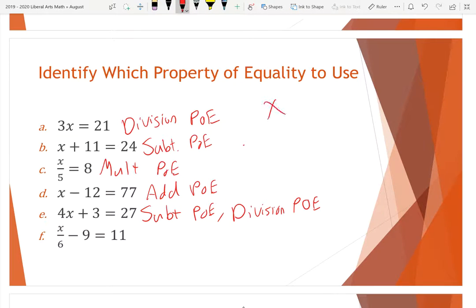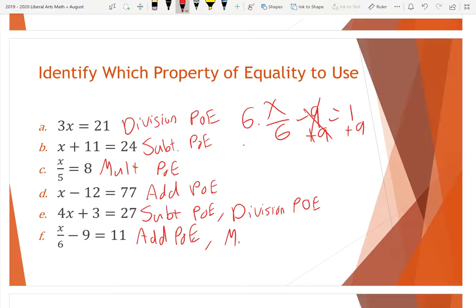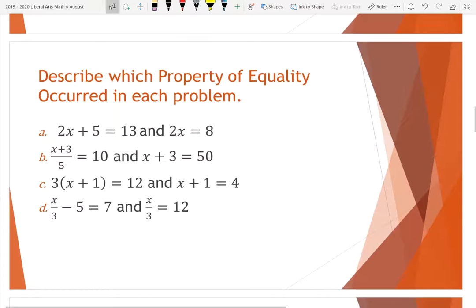And then F, we have x divided by 6 minus 9 equals 11. So the first thing we would do is add 9. So that would be the addition property of equality. After adding the 9, we would have to multiply by 6. So it would be the multiplication property of equality. So those E and F have two properties each. So just be aware of that. Be careful of that.